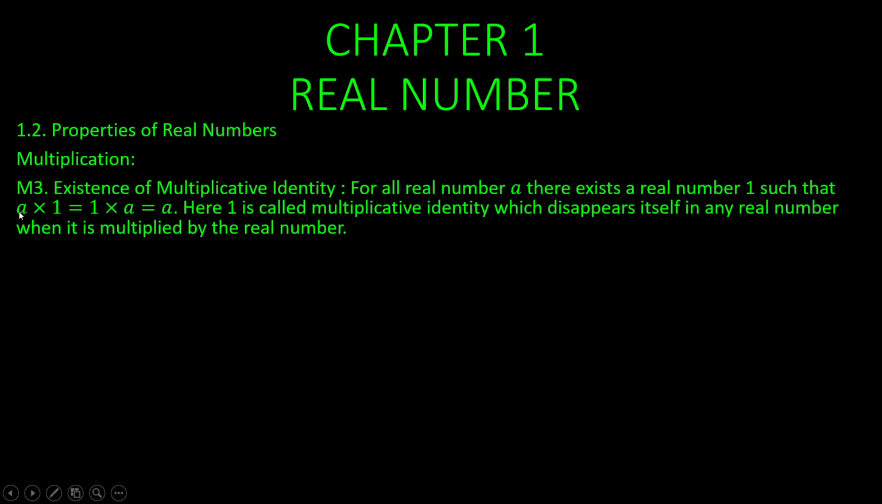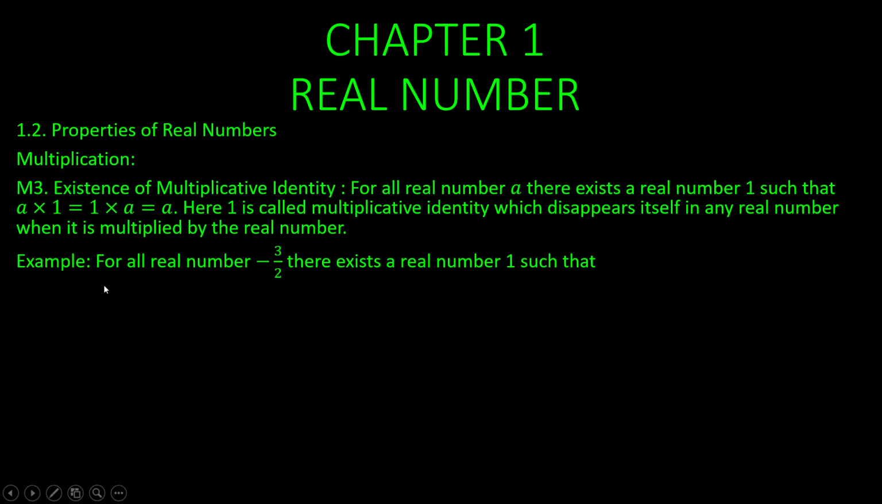M3, existence of multiplicative identity. For real numbers A, there exists a real number 1 such that A times 1 equals 1 times A equals A. That means 1 disappears in A. And here 1 is called the multiplicative identity, which disappears itself in any real number when it is multiplied by the other real numbers.